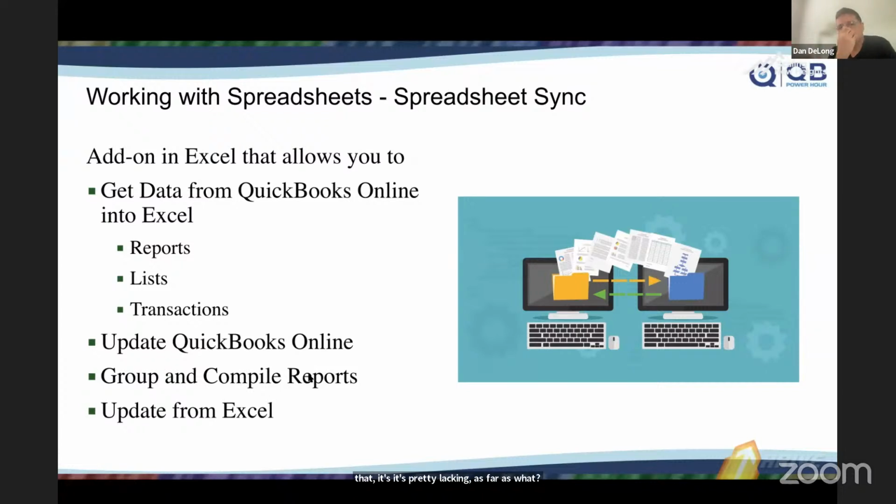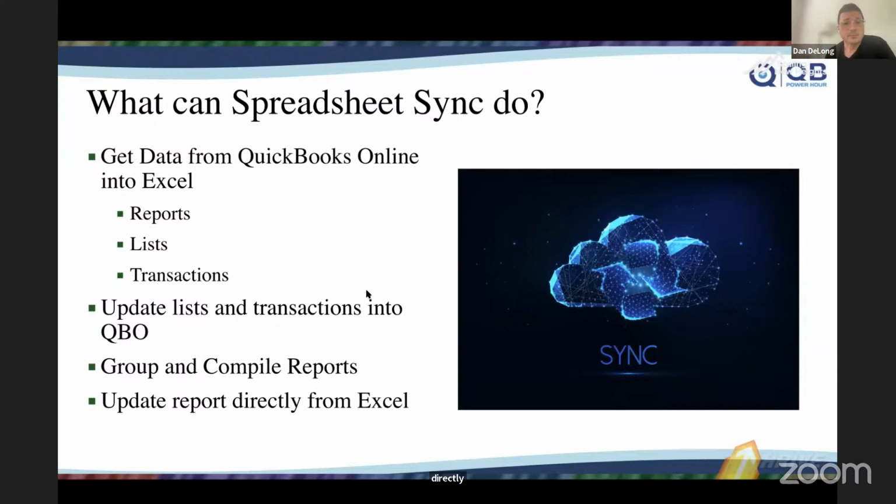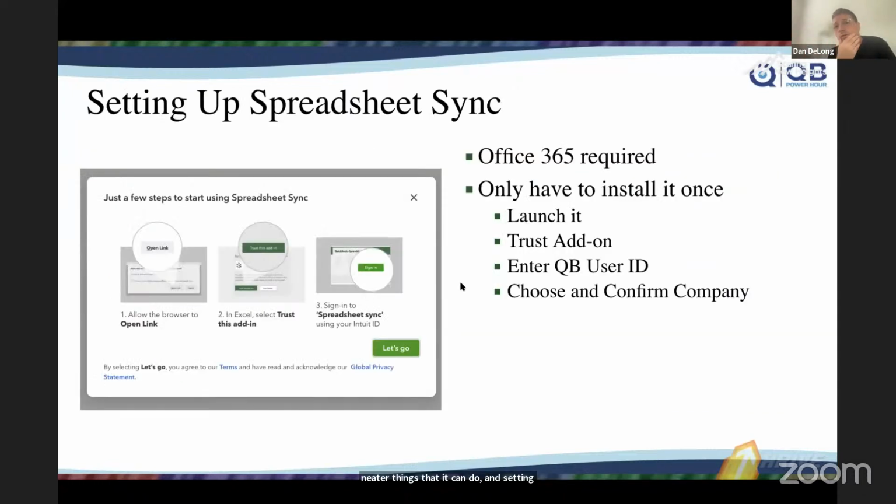Because when you connect it, it will create and add the add-in inside of Excel, you can open up the Excel spreadsheet without even going into QuickBooks and update the report from Excel rather than going directly into QuickBooks. So that's one of those neater things it can do. And to set up Spreadsheet Sync, you do have to have Office 365. I actually purchased Office 365 to check this out, because I was more of a Google Sheets spreadsheet person. But you only have to install it once, and it's an add-on.